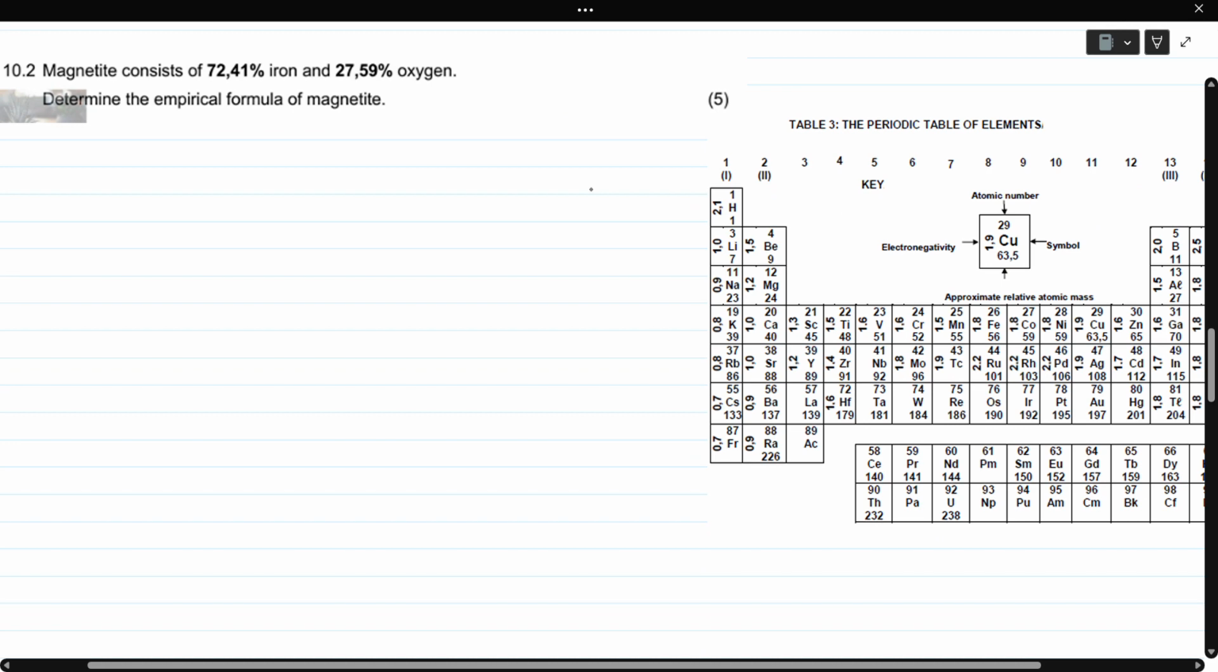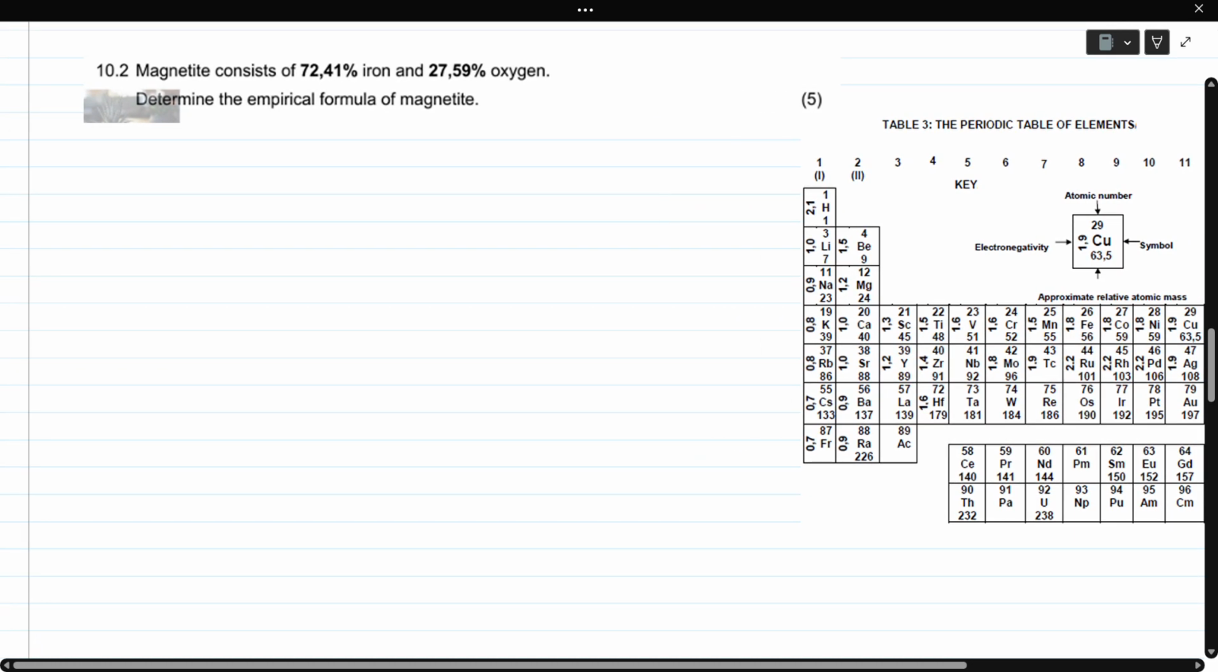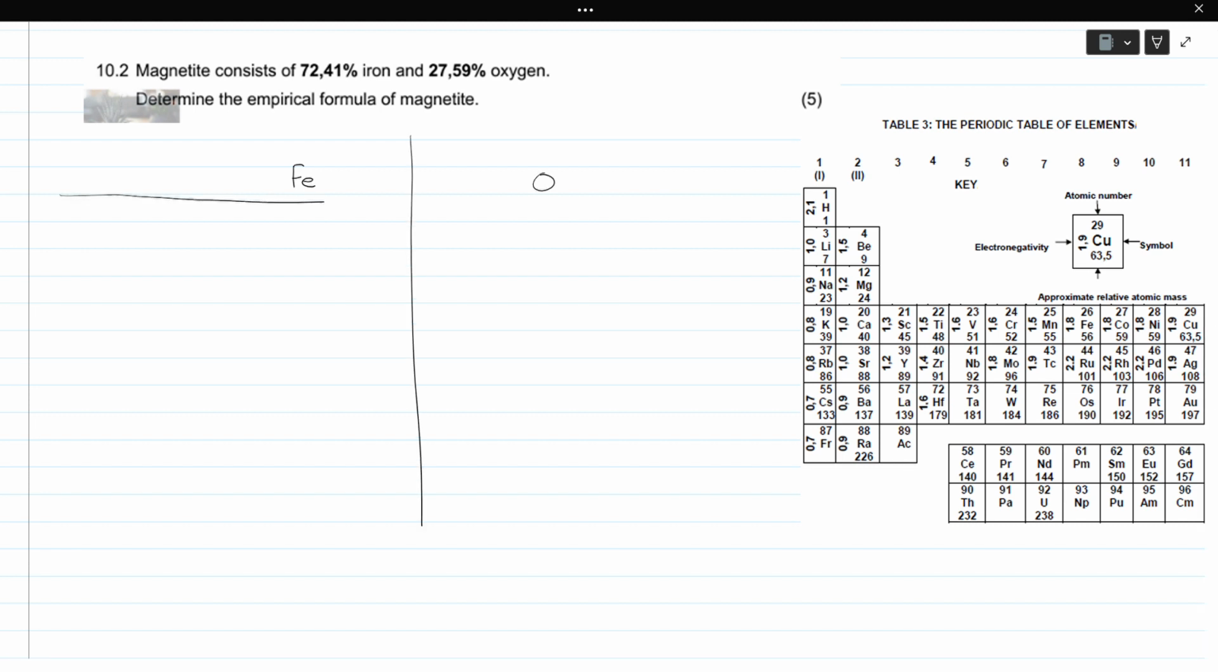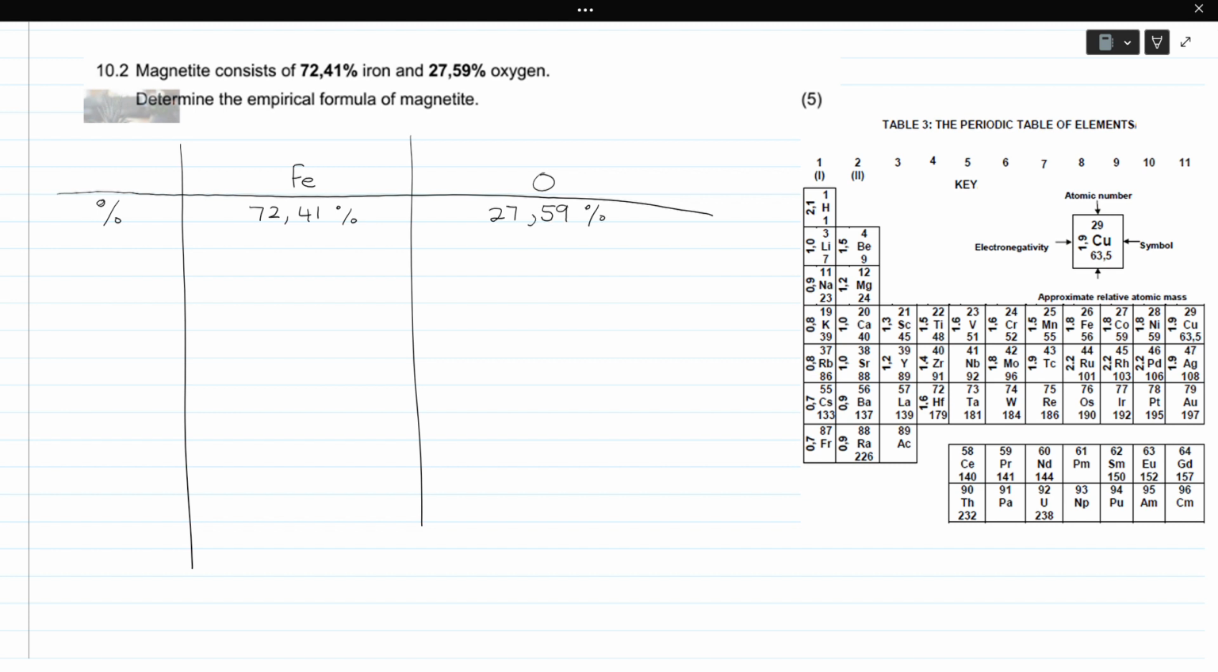Okay, so we're only given 2 elements here. We're given iron, which is Fe, and we're given oxygen, which is O. Okay, so we're given it as percentages. We're given 72.41% and 27.59%. So the first thing we need to do is convert that to grams.